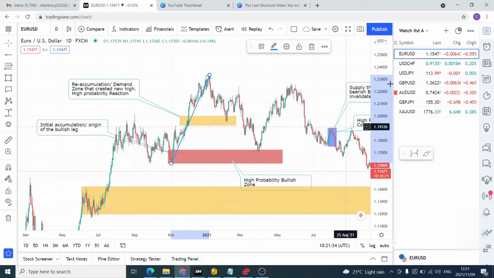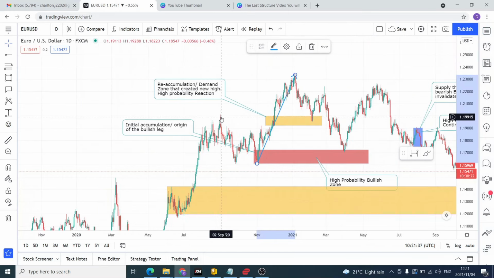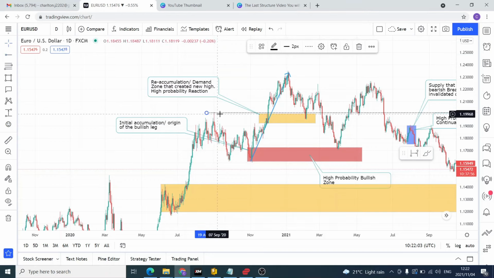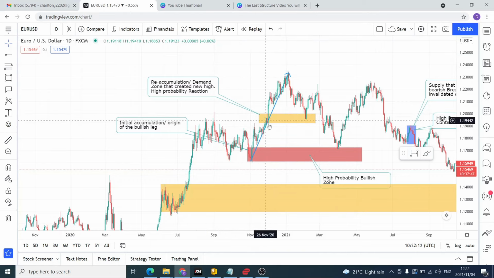So this original accumulation caused not a break of structure, but it caused a new high, right? So this accumulation is extremely significant because it created a new high on the daily time frame. Now, you only want to be trading off of this area or the reaccumulation / demand zone that created a new high. This is a high probability reaction once again. As you can see, we had a prior high over here, and before we created a new high, we had this down close bearish candle. So we had a pullback before we created a new high. So what actually took place here was a reaccumulation.